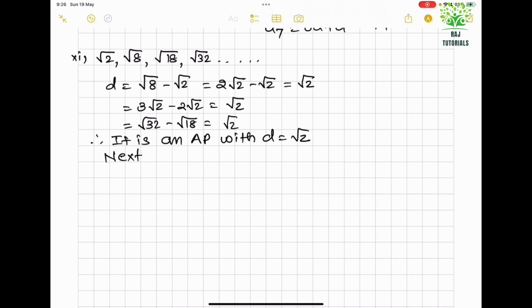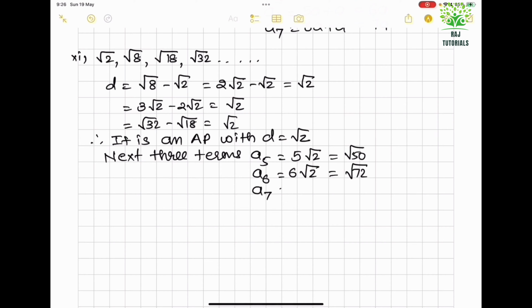Next three terms, A5 will be 5 root 2, that is root 50. A6 will be 6 root 2, that is root 72. And A7 will be 7 root 2, that is root 98.